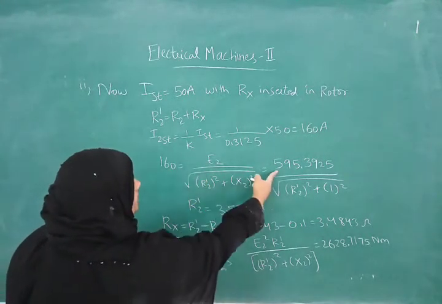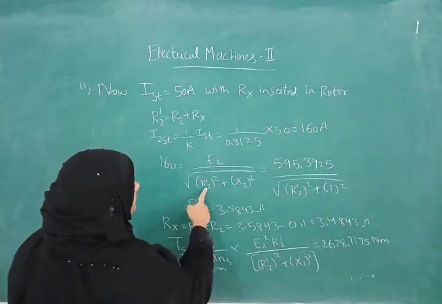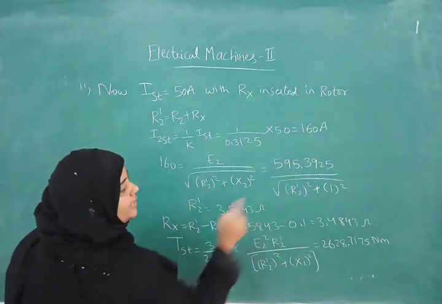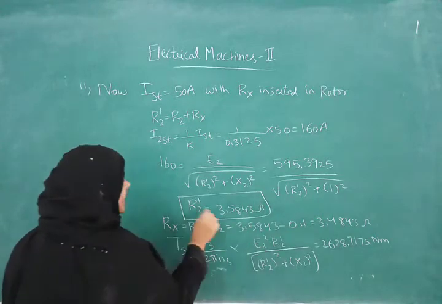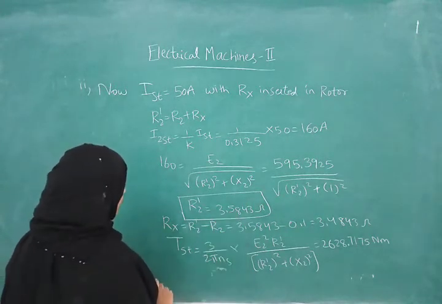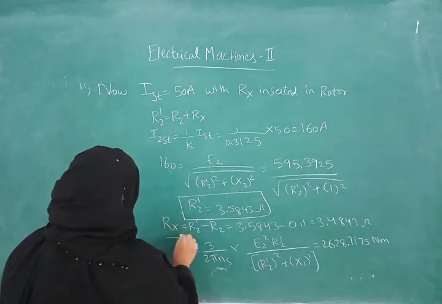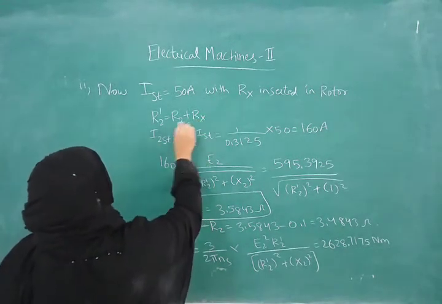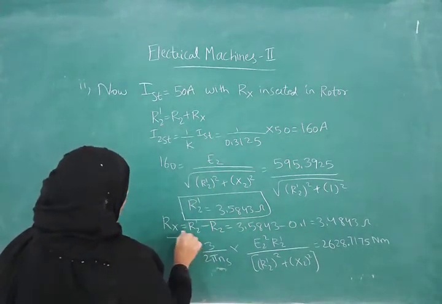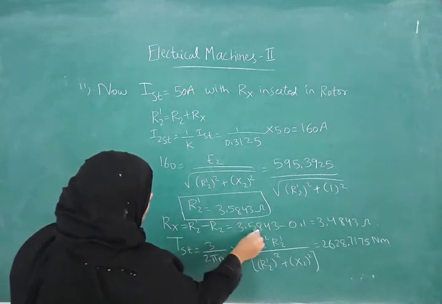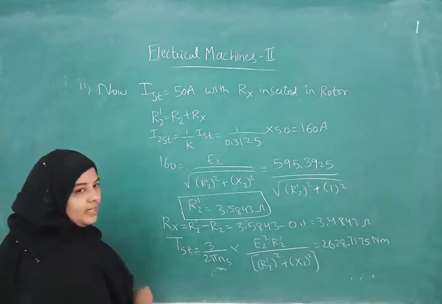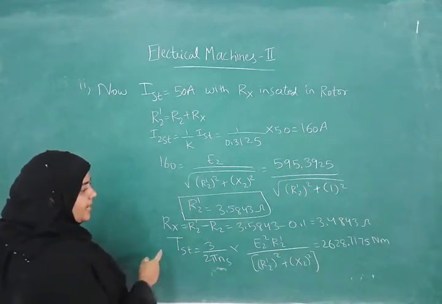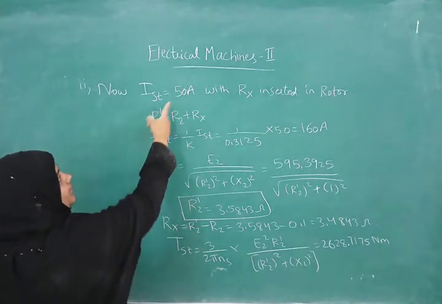So E2 value also we calculated, 595.39. R2 dash we have to find out. X2 value is given in the question. So R2 dash we have found out here as 3.5843 ohms. Now Rx value will be what? This value will be R2 dash minus R2. That is 3.5843 minus R2 value, which is given in the question. So this will be the external resistance to be added for 50 amps current.